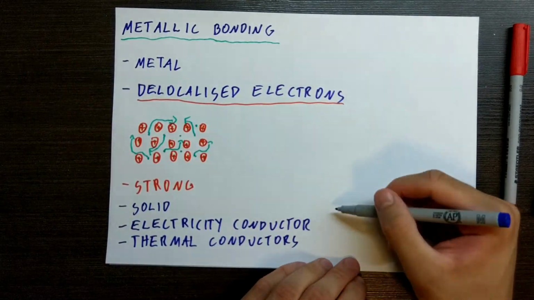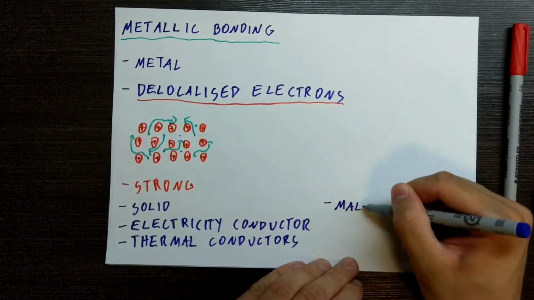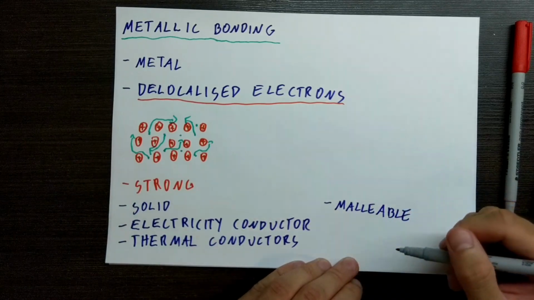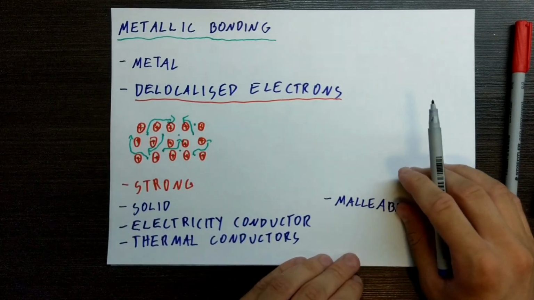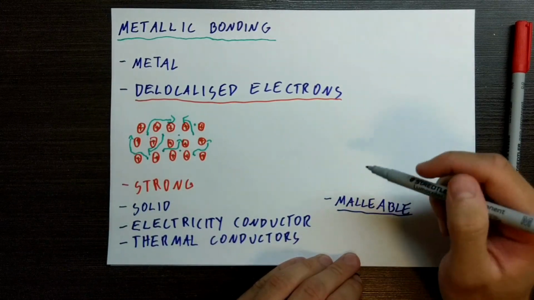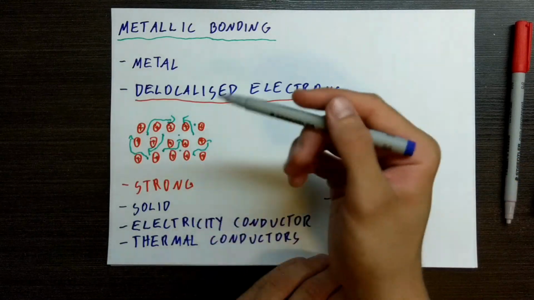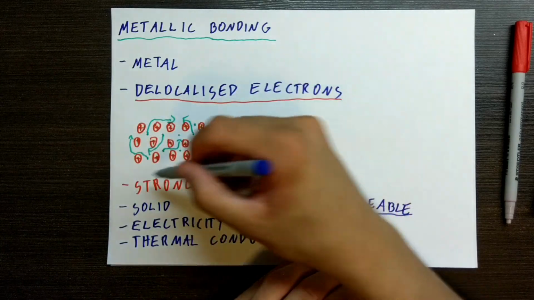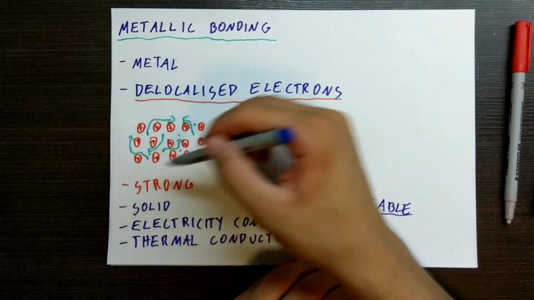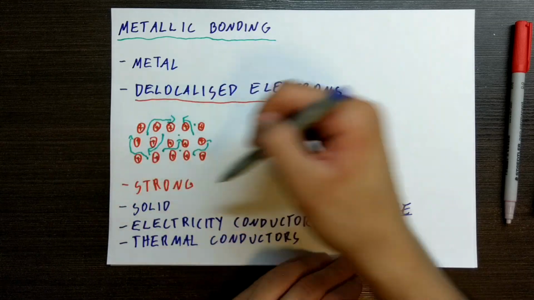Now, metals are also malleable. I'm going to write it down here. They're malleable. And that is important again because, I mean, this property does not technically come from these electrons. Well, it kind of does, because metals are packed like this thanks to these delocalized electrons. Metals are packed in evenly arranged rows of atomic nuclei.